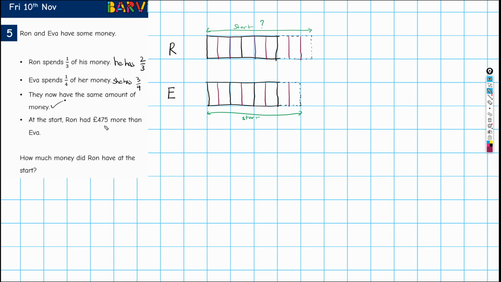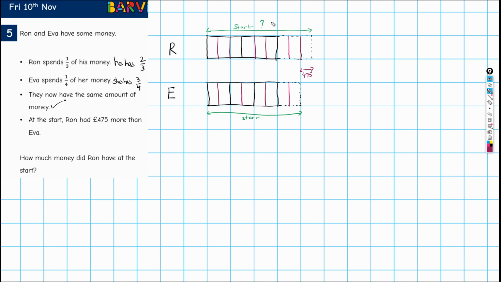So we have got all of the information there except for this bit, because we're told at the start Ron had £475 more than Eva. So yeah, Ron's got more money. This is the difference. This has a value of 475, and we can see that it's equal to one part.